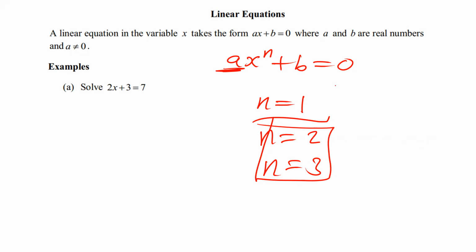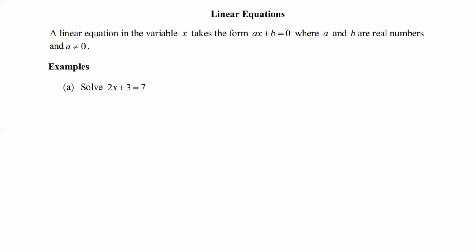So when n is equal to 1 in this format, then it's called a linear equation. An example of a linear equation is what we have here. So let us now solve this linear equation that we have: 2x plus 3 is equal to 7.